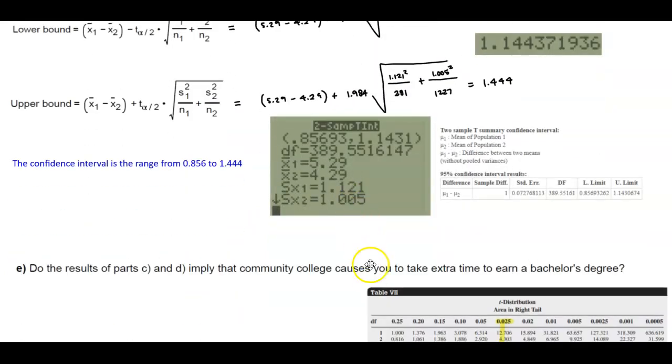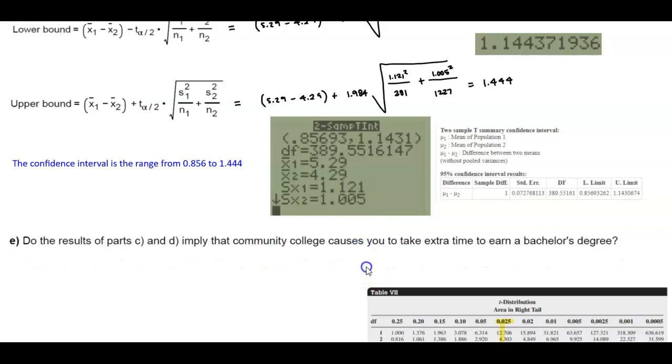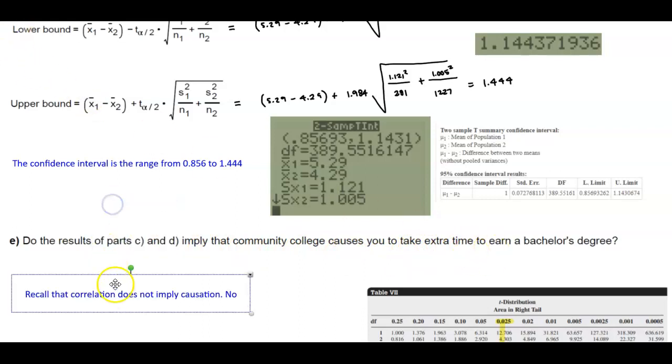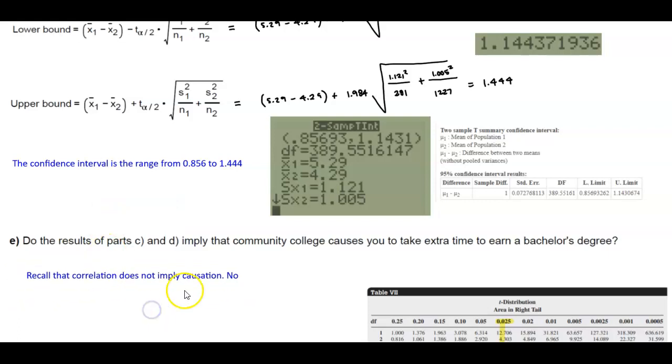Okay, now in part E, it says, do the results of part C and D imply that the community colleges cause you to take extra time to earn a bachelor's degree? So recall that correlation does not imply causation, so the answer would be no.